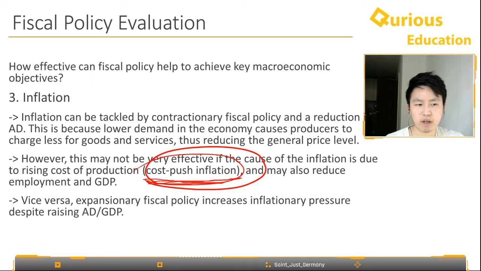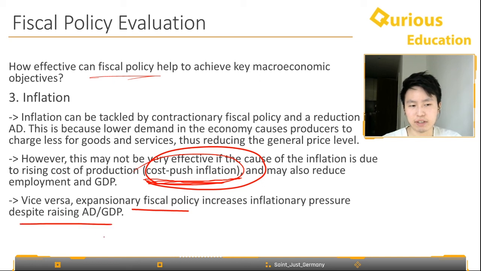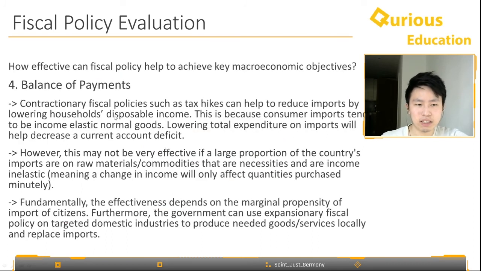And therefore, if we're experiencing this, instead of having too much inflation because the economy is overheated, then it might not be very helpful to use fiscal policy to fix inflation. So the type of inflation would be something to consider if we are using fiscal policy to tackle inflation.